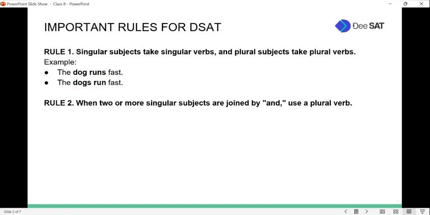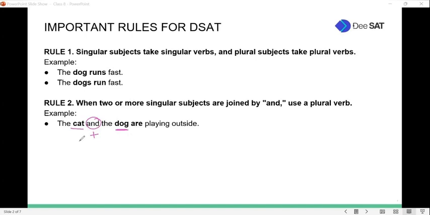Navigating a bit further into these rules, the next rule states that when two or more singular subjects are joined by and, as in when we have a compound subject, in that case, we use a plural verb. For example, in this situation, you have not just one, but two subjects, cat and dog. So in simple terms, and functions as a plus.